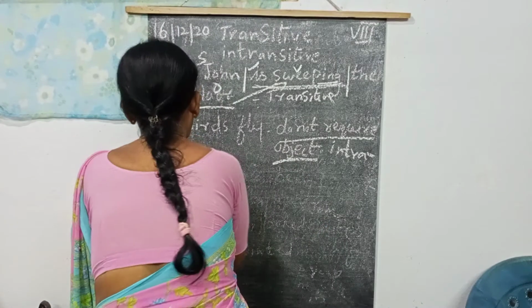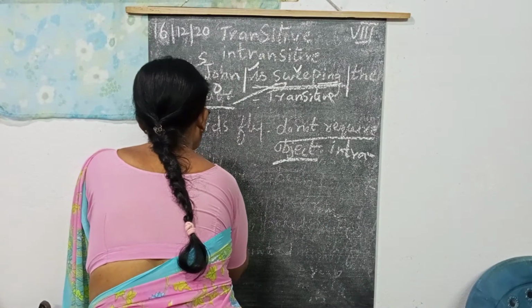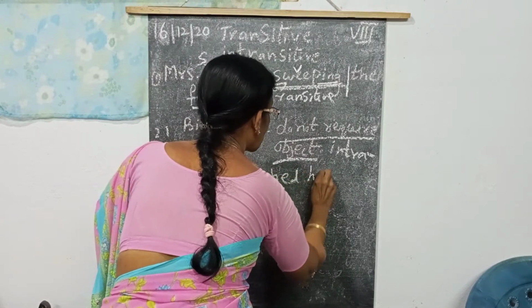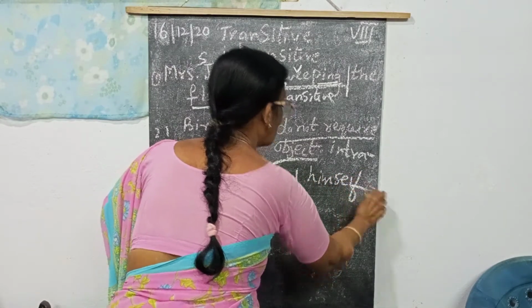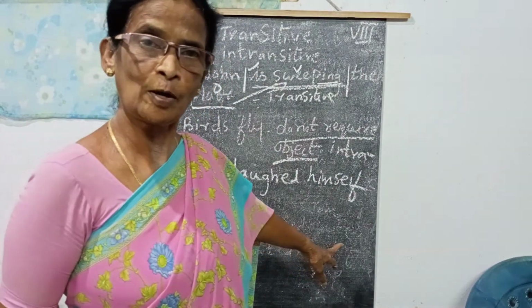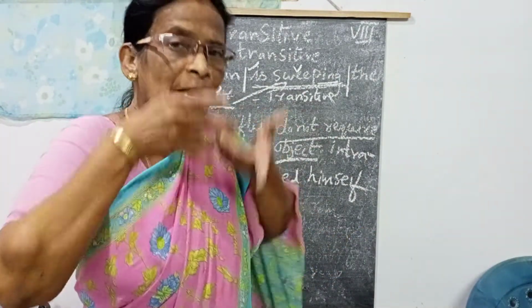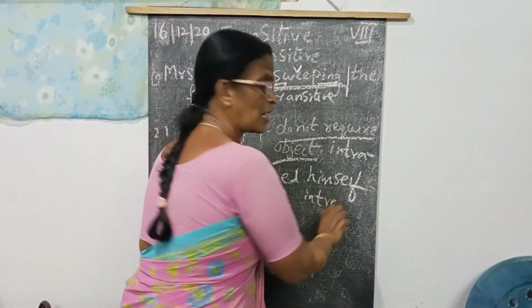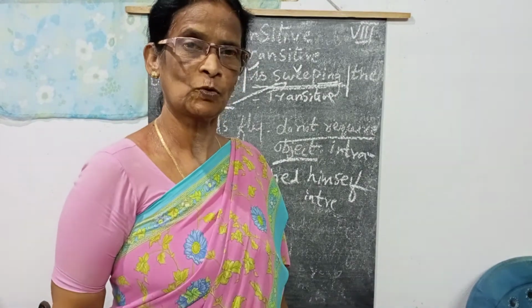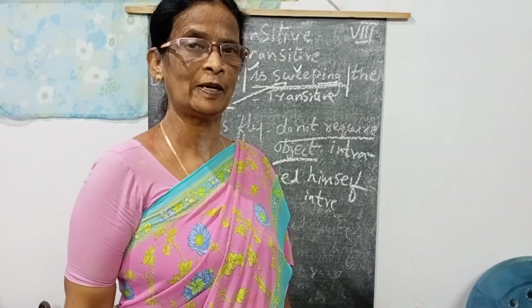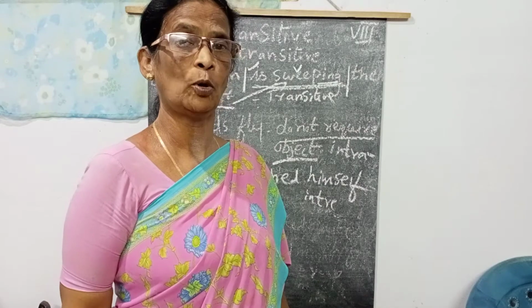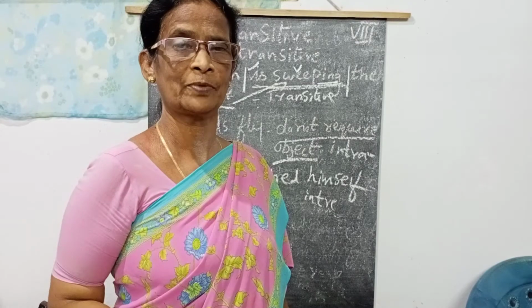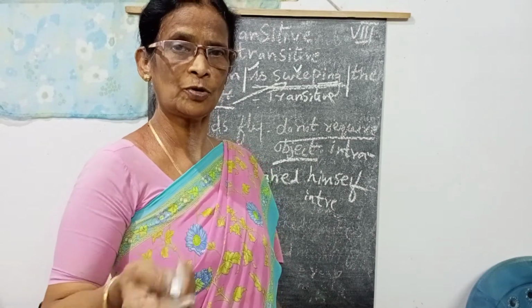Next example I will give. John loved himself. Is there an object? No. John loved himself. This is also intransitive. So, what grammar are you learning? Don't leave anywhere. Please remember all the clues in the mind, not in the notebook. Again and again I am saying. If there is any doubt, you clarify the doubt. Don't keep it like that.